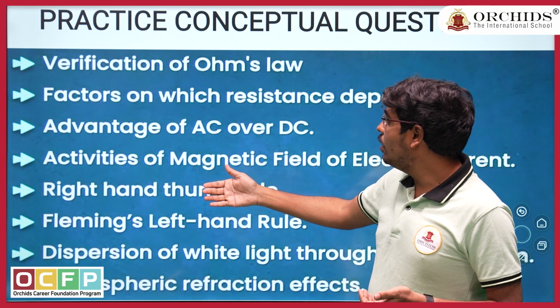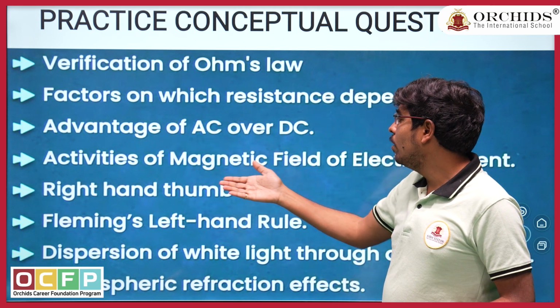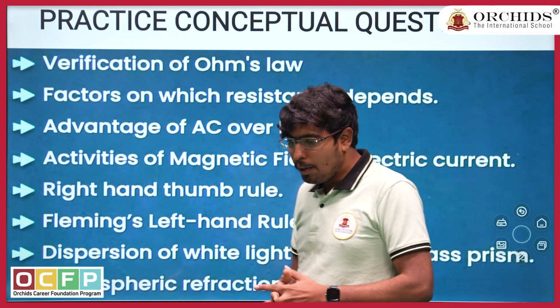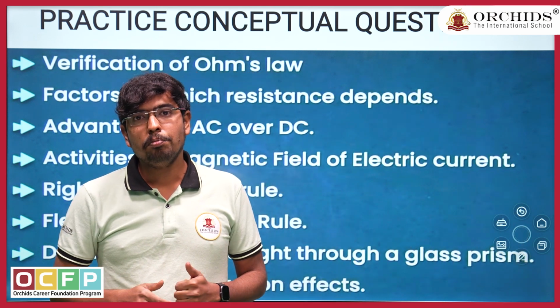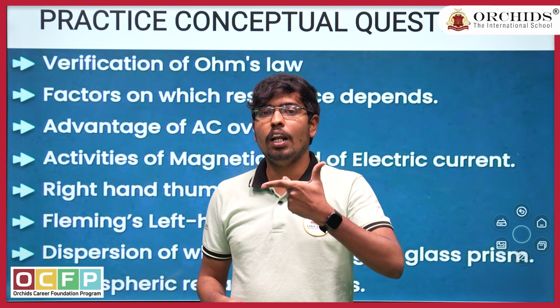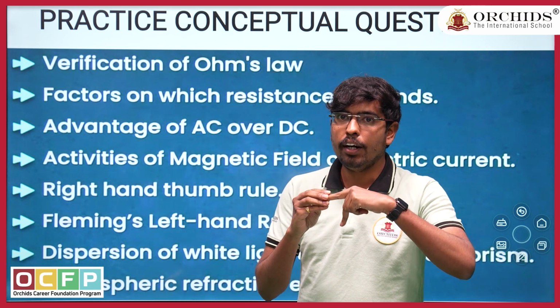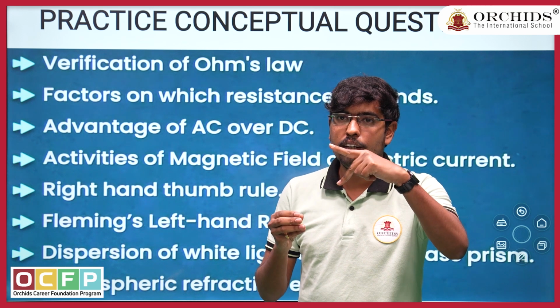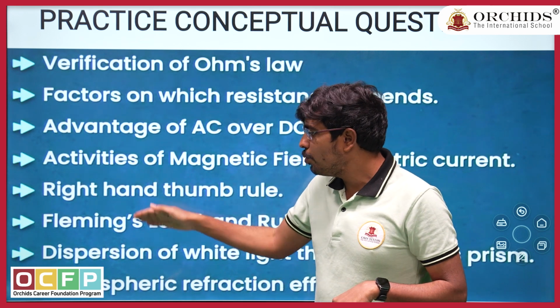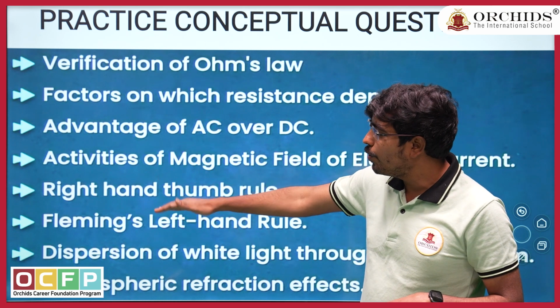Okay. Next one is the advantage of AC over DC. Next one is activities on the magnetic field of electric current. For example, here we have to use the right hand thumb rule as well as Fleming's left hand rule. Whenever you are applying these rules, be very careful and understand from which direction to which direction the current is traveling, then you can apply these two rules. Every year they might ask one question from these two topics.